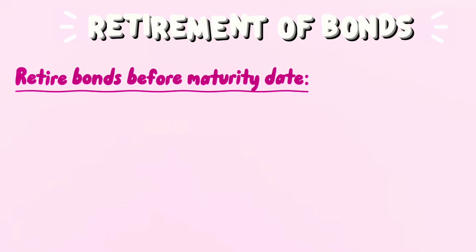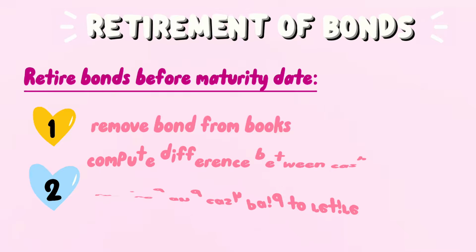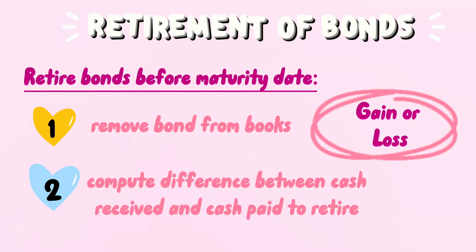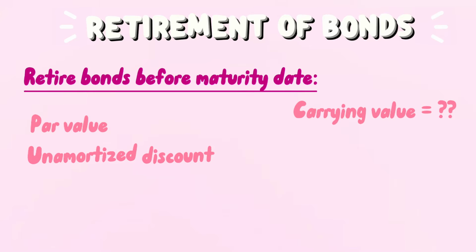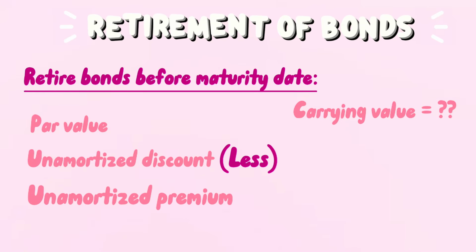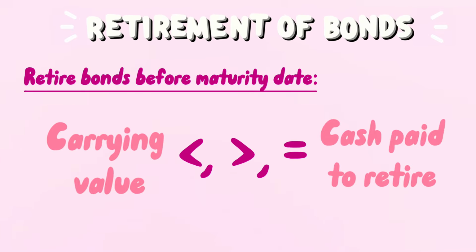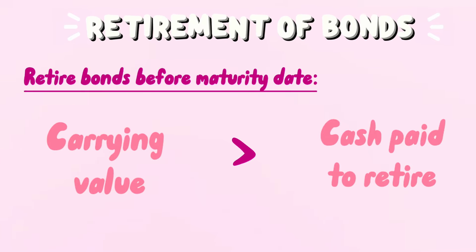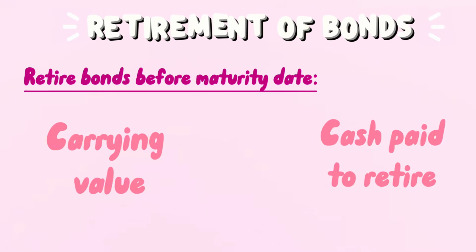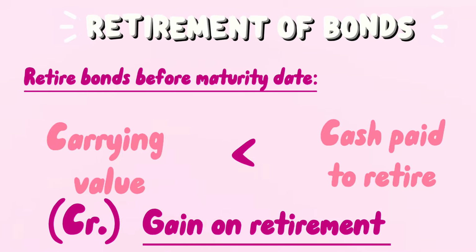If the company chooses to retire the bond before maturity, they need to remove the bonds from their books, and the difference between carrying value and the cash paid to retire the bonds is recorded as a gain or loss. To find the carrying value, your unamortized discount would be subtracted from the par value, or your unamortized premium would be added to the par value. Now you would compare the carrying value to the cash you paid to retire the bond. If you paid more than the carrying value, this is a loss and debited as loss on bond retirement. If the cash you paid to retire is less than carrying value, this is a gain that we record with a credit to gain on bonds retirement.